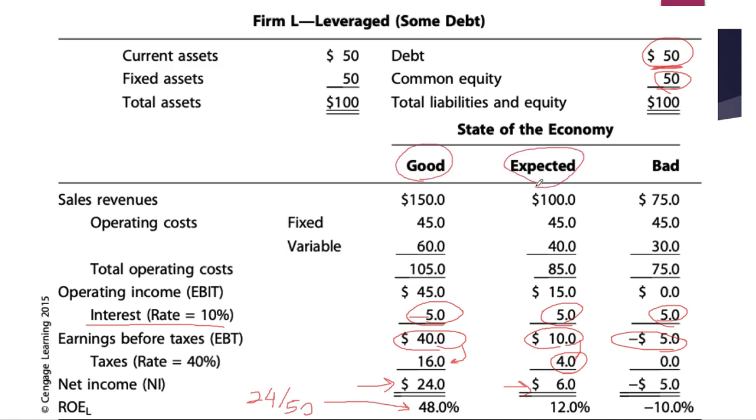For the expected scenario, the net income is 6. If we divide 6 by 50, we get 12%. This is the return on equity in the normal case. And finally, this one, minus 5 divided by 50, is minus 10%. So if we have 50 million debt and 50 million common equity, the return on equity is given like this.